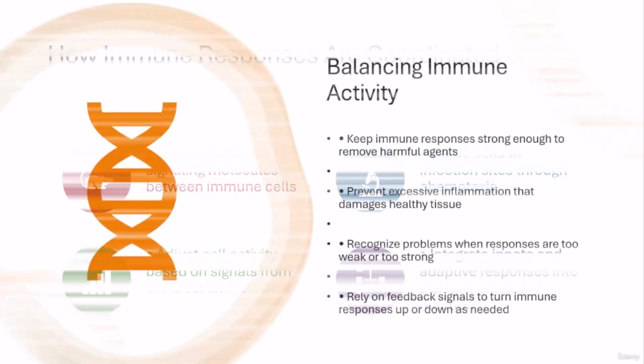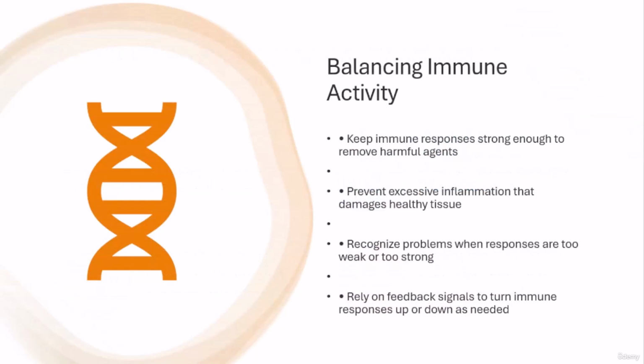The immune system must react strongly enough to remove harmful microbes, but not so strongly that it damages healthy tissues. This balance is important for long term health. When the system works in a steady and controlled way, it protects the body while keeping inflammation under control. Problems can happen when the response is too weak or too strong, so the body relies on feedback signals to keep everything regulated.